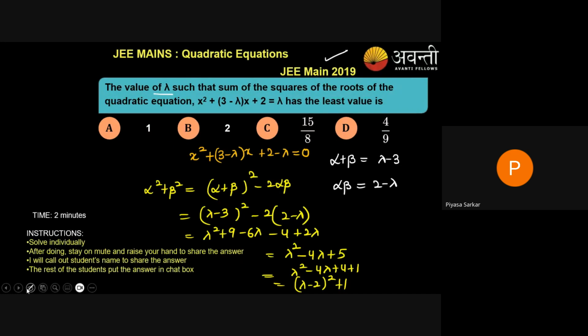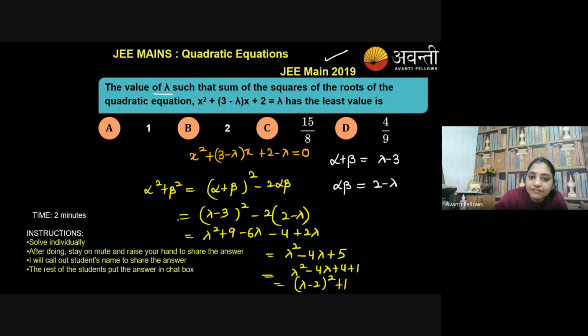Good, clear? So if I need to find the minimum value, it means this square should be 0. If this is going to be 0, then the minimum value of this expression must be 1. So the answer should be 1. So Gitika was right. Great, Gitika. Clear, everyone?